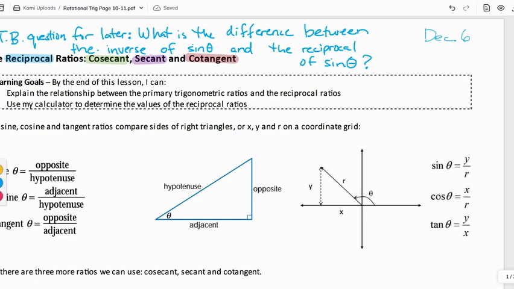Learning goals for today. So today is to understand the relationship between primary trig ratios and reciprocal ratios. Also, to learn to use my calculator to determine the value of reciprocal ratios. And one of the goals is we're going to practice changing our calculator into radians. Even though you're not going to be tested on it, it is a bit challenging. So I want you to have some practice changing your calculator into radians so that next year you are pros. All right.